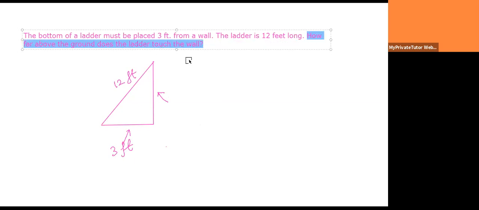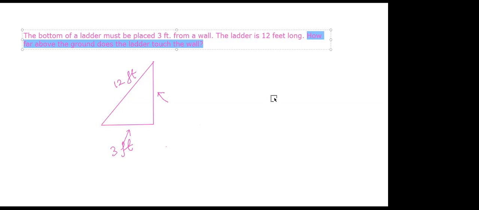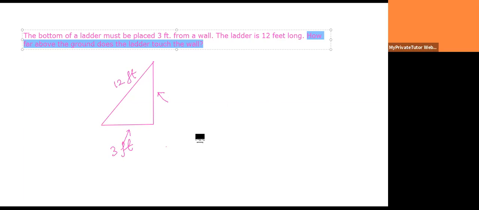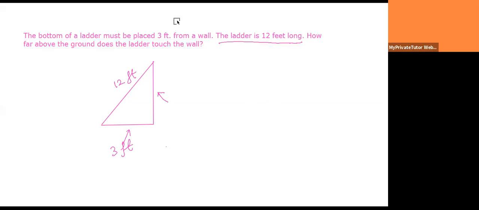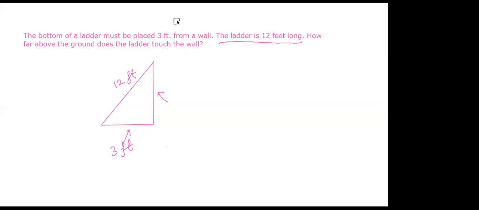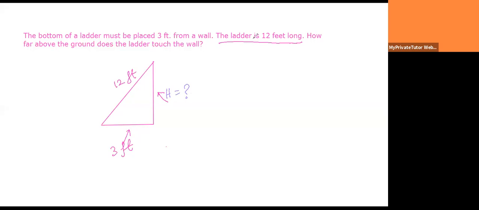You can see how far from the ground the ladder will touch the wall. Yeah, so exactly. So which means that might be the height. We need to find the height. So what is the height? The answer is 12.3, if you check. Okay, so Joseph said 11.6 and Mohammed said 12.6.